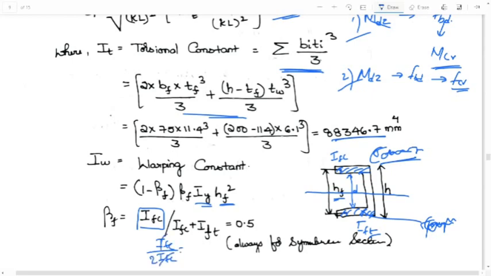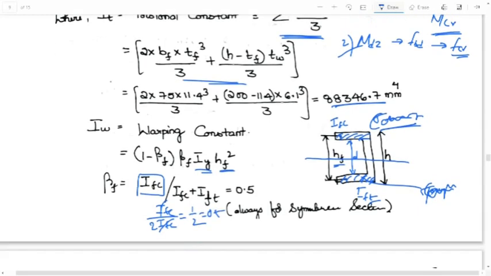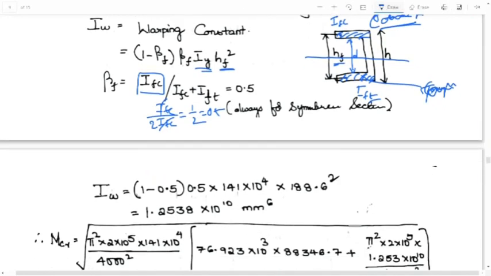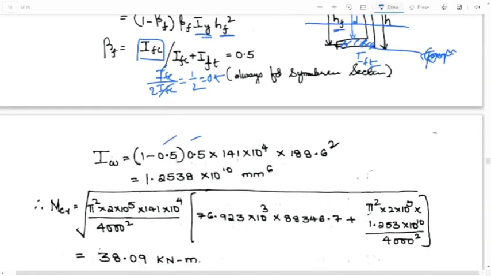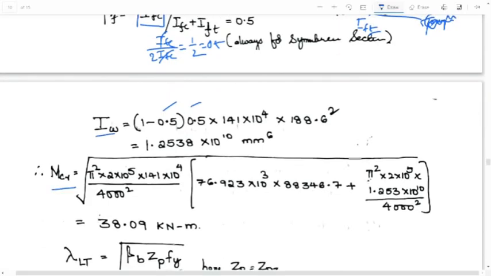You can calculate 1/2, 0.5. That's simple. So beta F is 0.5. So substitute that, you get Iw. So substitute all those values in Mcr.